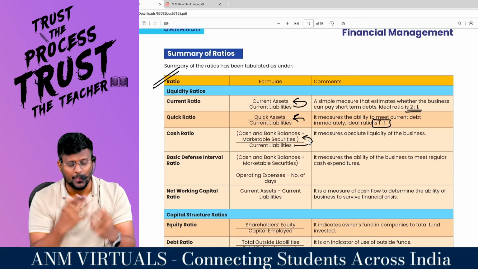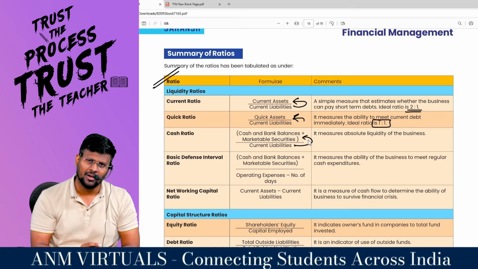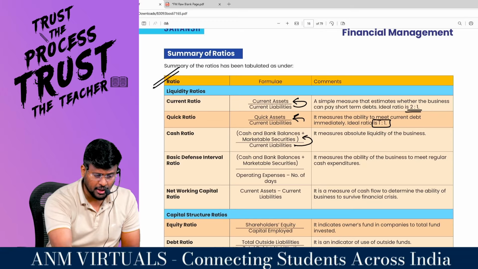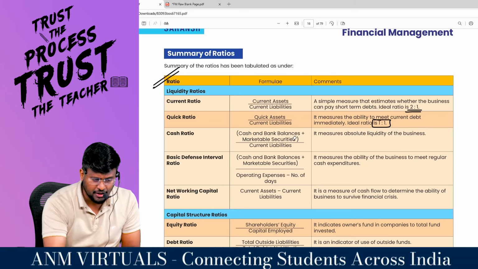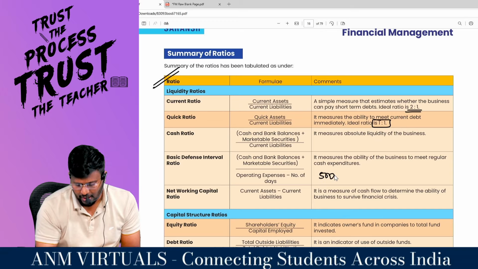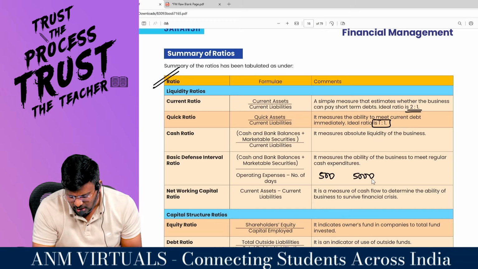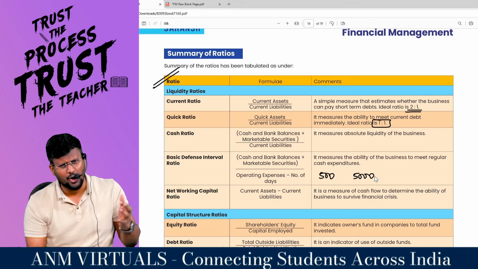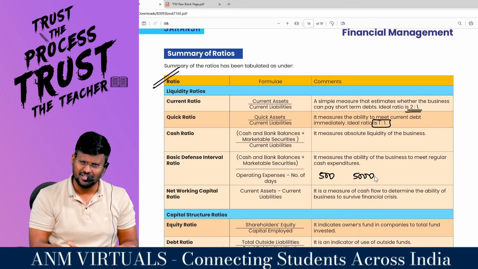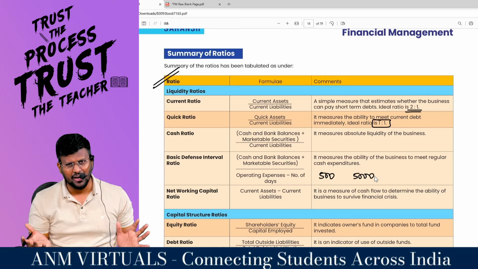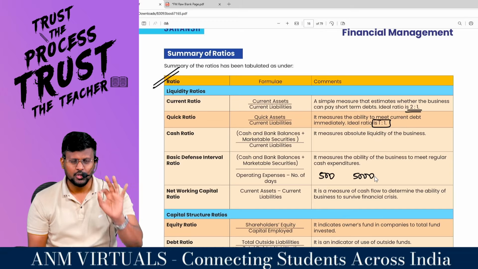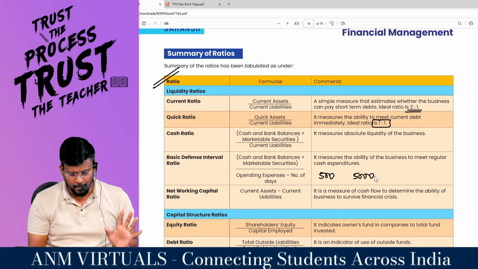What is basic defensive interval? Sir, for example, if you are spending 500 rupees per day, your expenses per day is 500. And if you have 5,000 rupees in your hand, for how many days will you be tension free? 10 days. Because one day you are spending 500, and 5,000 rupees is with you. So for the next 10 days, money is available. The same thing.